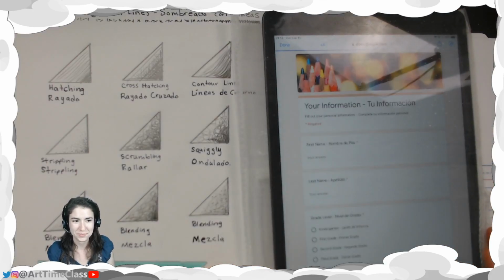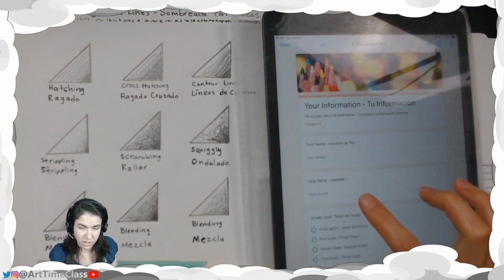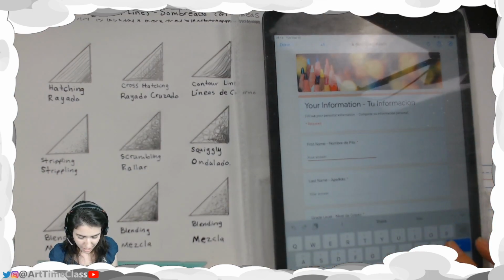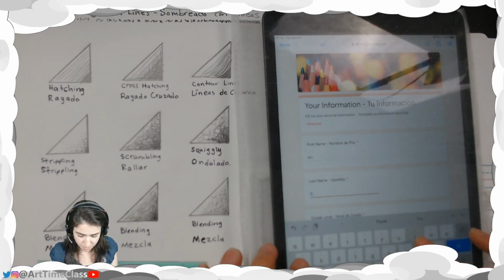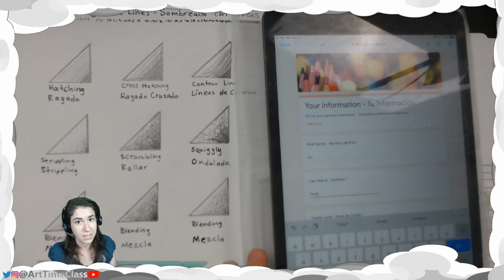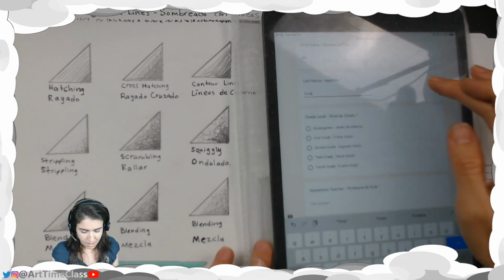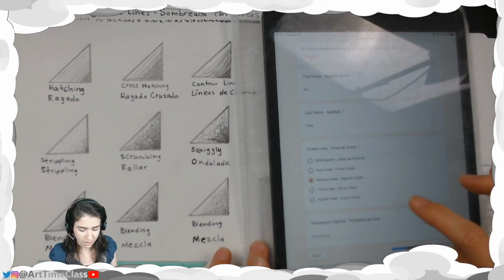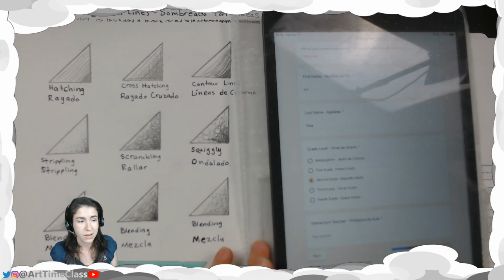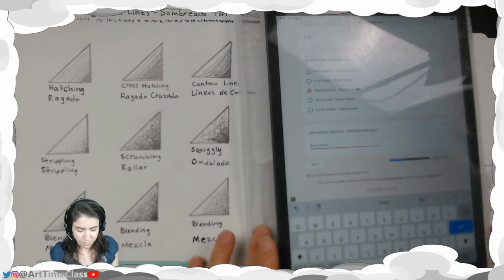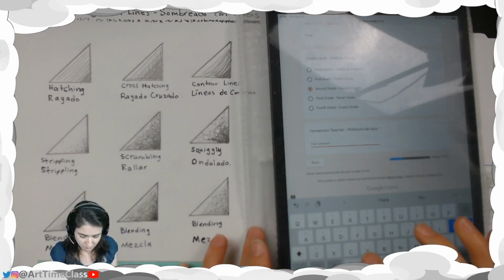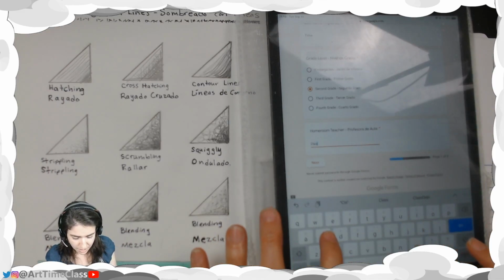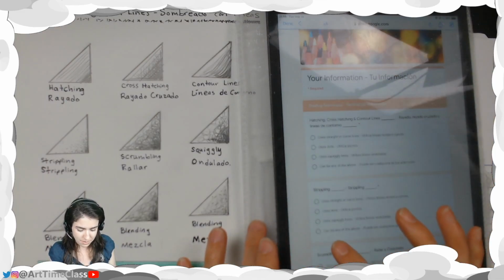Follow along with me. You'll need to enter your first and last name here. Be sure to capitalize your name. I'm going to put Art Time, but you need to put your first and last name here. Then today, let's say I'm a second grader. Go ahead and click your grade. And then at the bottom for your homeroom teacher, be sure to put your homeroom teacher. Don't put my name, put your homeroom teacher's name. For this example, I'm going to put class and click next.